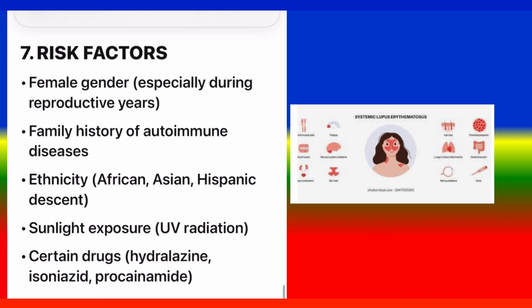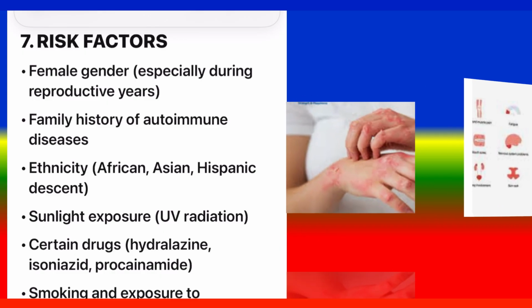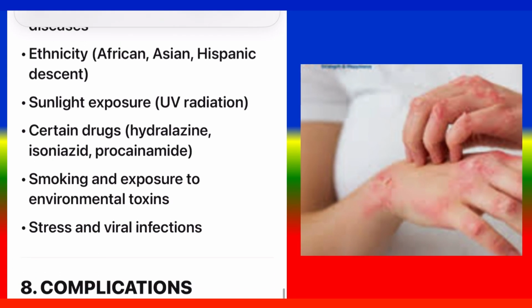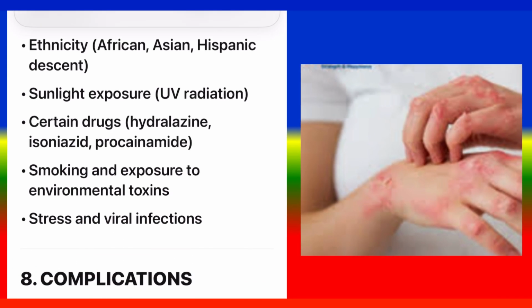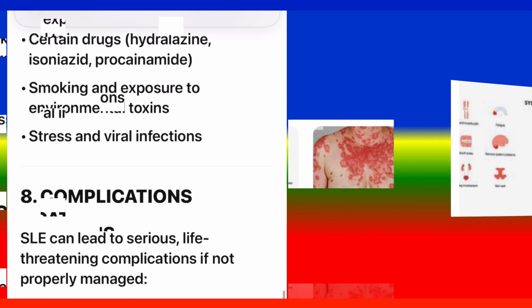7. Risk factors. Female gender, especially during reproductive years, family history of autoimmune diseases, ethnicity, African, Asian, Hispanic descent, sunlight exposure, UV radiation, certain drugs, hydralazine, isoniazid, procainamide, smoking and exposure to environmental toxins, stress and viral infections.